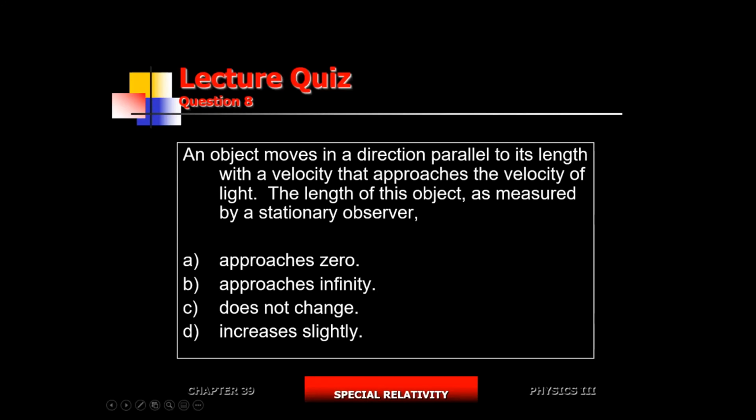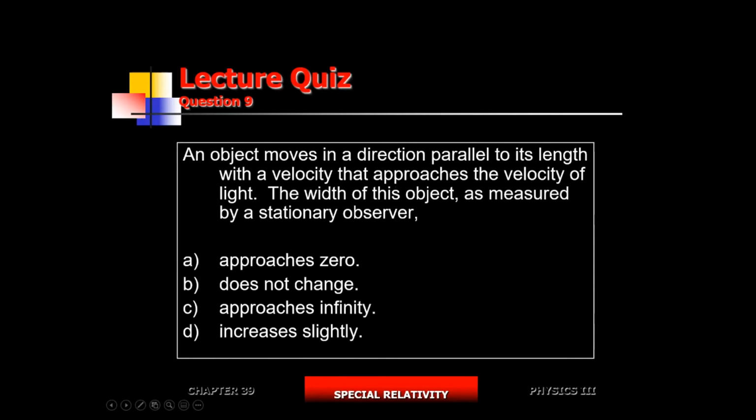So we have a moving object, and it's moving parallel to its length. And then it's approaching the light speed. So the length of this object, measured by a stationary observer, is going to tend towards 0 in essence. So it's going to look like it's approaching 0. A is the best answer for that one. So it's going to look contracted.